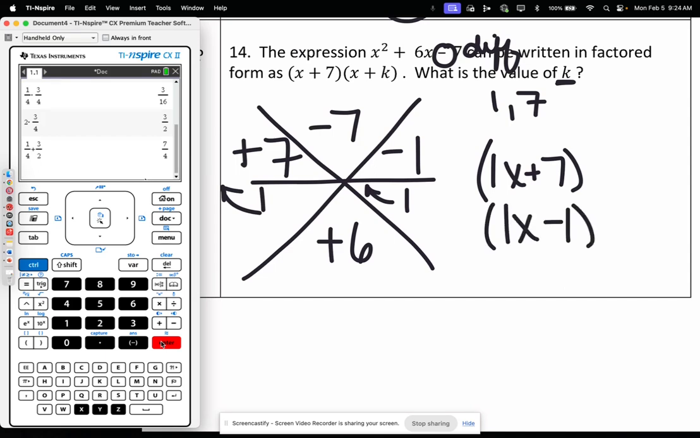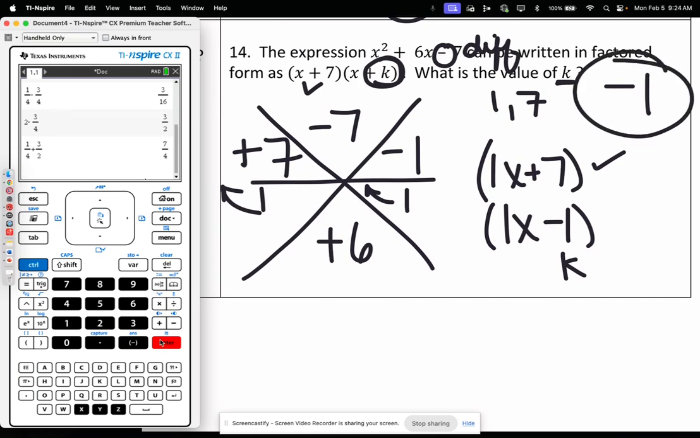Well, 1x plus 7 is right here. So what does k need to be? K needs to be minus 1. And when you put that on the computer, you only want to put that minus 1. Even though there's a plus here, you still type -1, but don't put k equals.